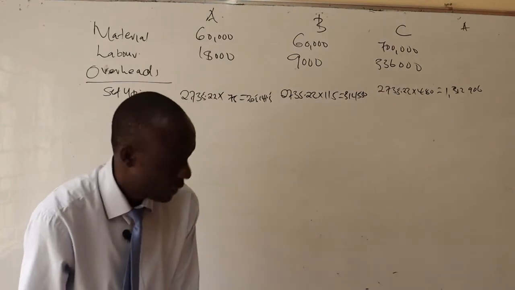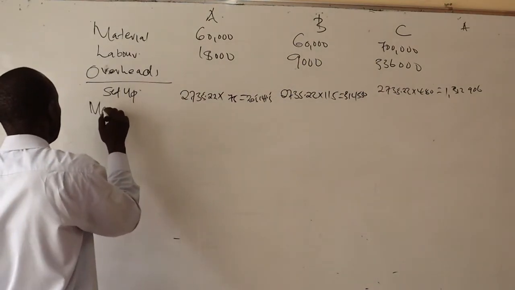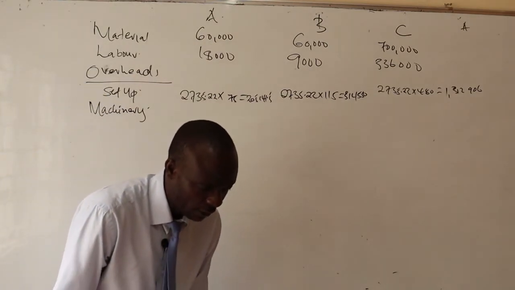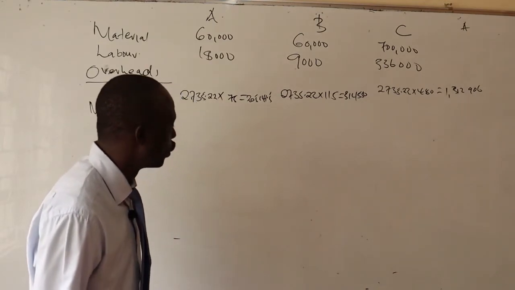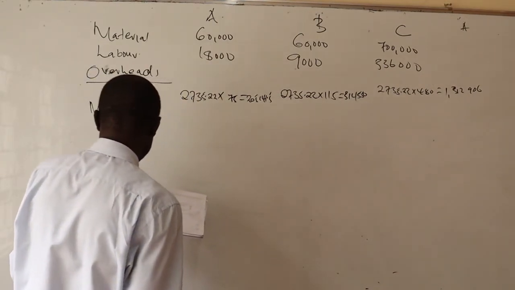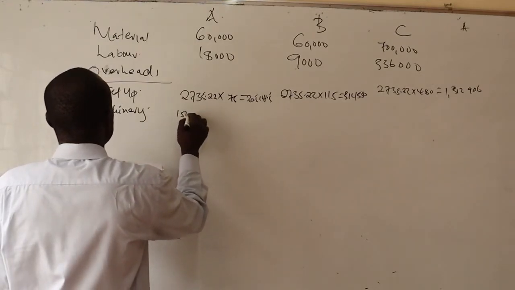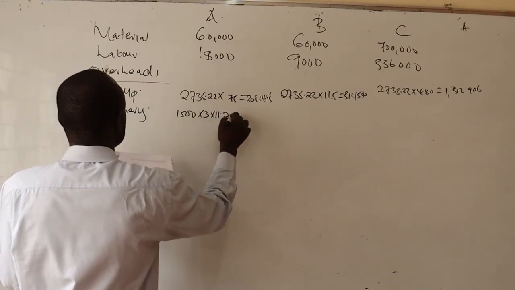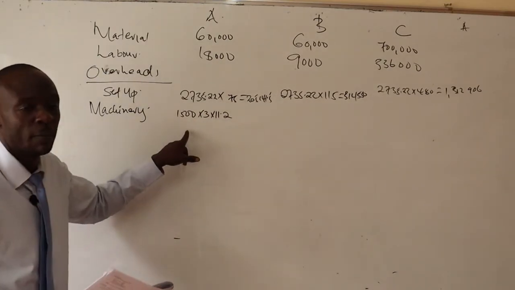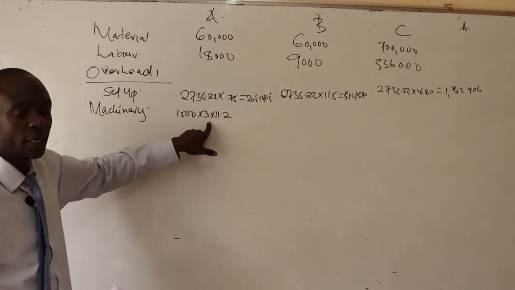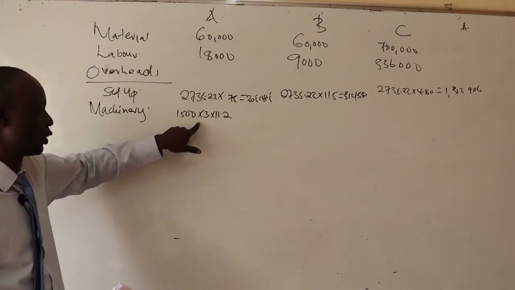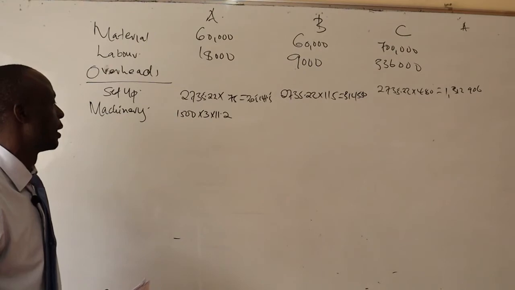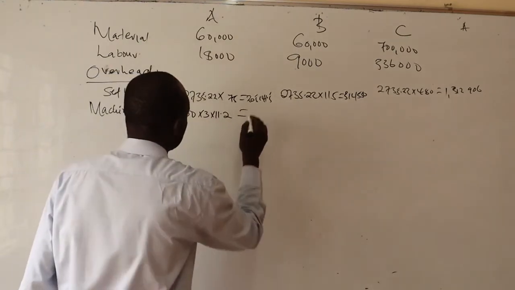And then we have machinery here. The rate for machinery was 11.2. So we're going to determine the total machine hours here, which is 1,500 times 3 times 11.2. 1,500 are the total number of units that were manufactured. Each unit required 3 machine hours for it to be manufactured, and the rate according to our calculation was 11.2. So it will give us the answer there.